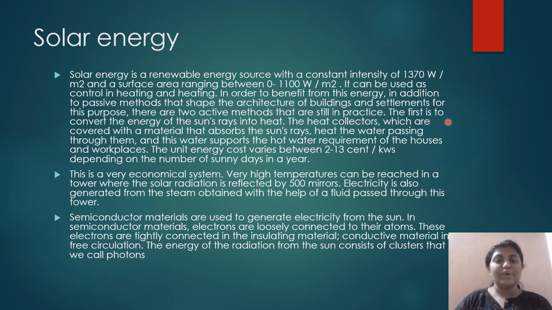The first is to convert the energy of the sun rays into heat. The heat collectors are covered with material that absorbs the sun rays. The heat collectors heat the water passing through them, and this water supports the water requirements of the house and the workspace, where energy cost varies between 2 to 13 cents per kilowatt. This is a very economical system.